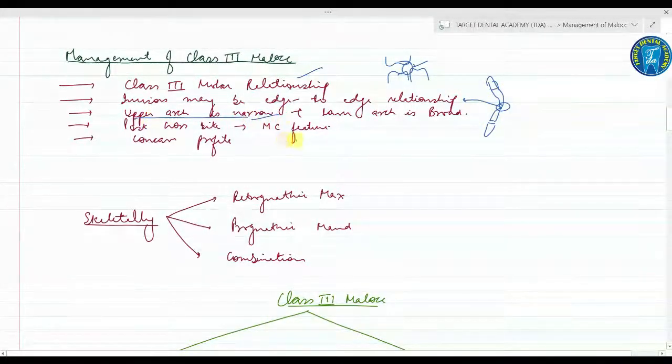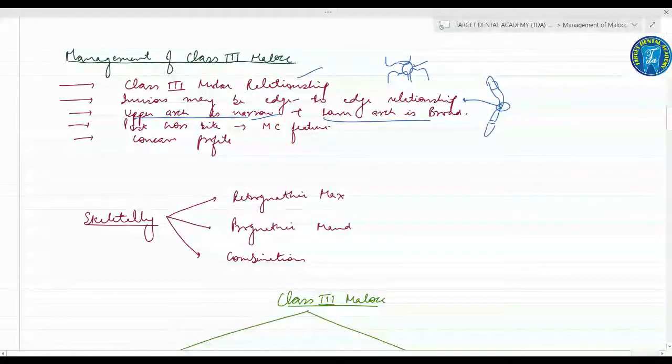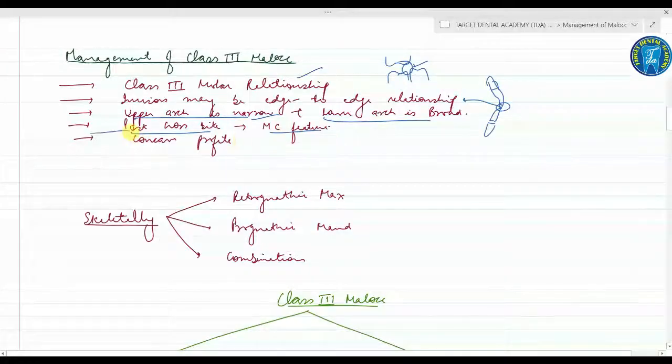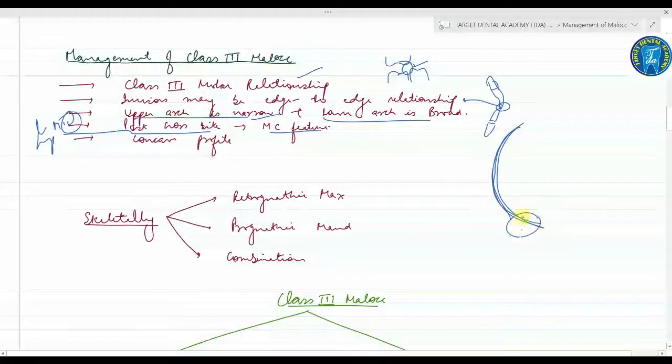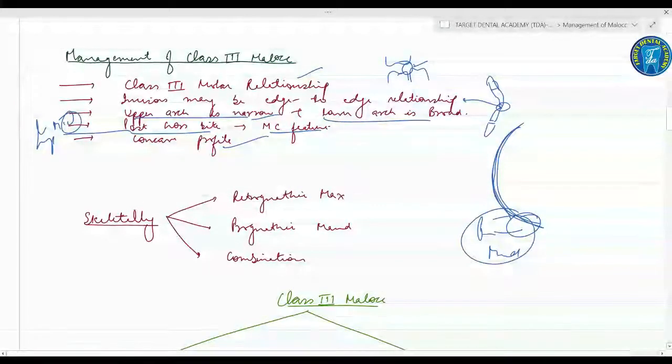The upper arch is narrow and the lower arch is broad. There is a posterior cross bite, which is the most common feature, important for your MCQ. So in the class 3 malocclusion, the posterior cross bite is most common, and this patient has a concave profile. Why? Due to the prognathic mandible, the patient has a concave profile.